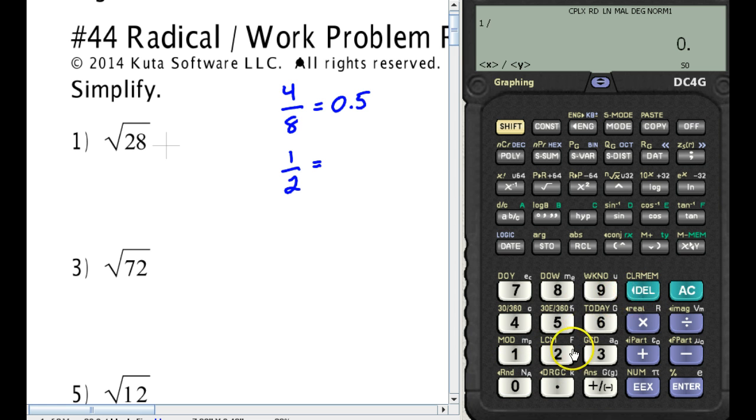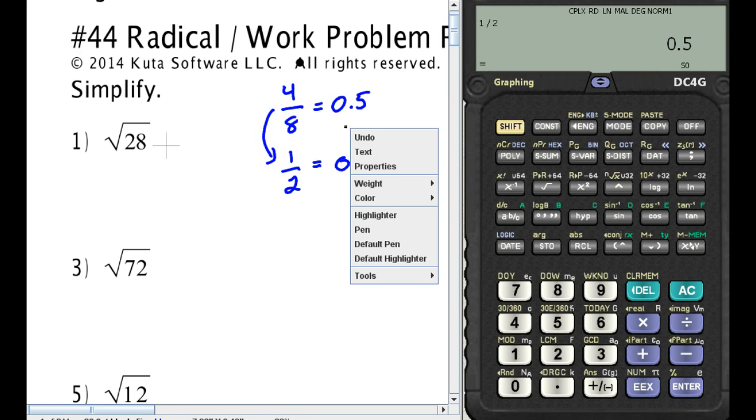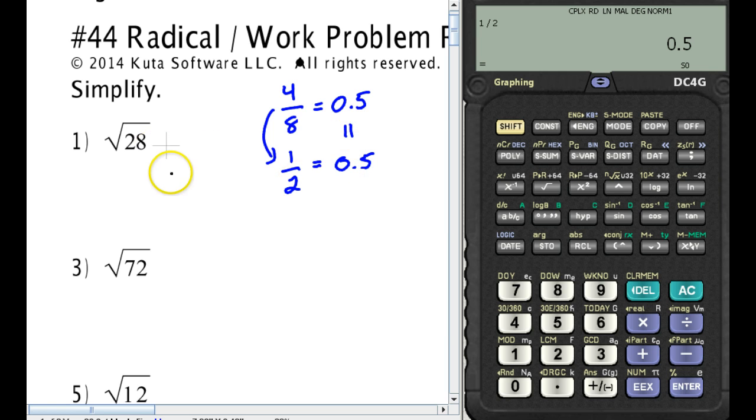Yeah, we also get 0.5. So 4 over 8 reduces to 1 over 2 as the big picture. We've known this for a long time because we know they're equal to each other because their decimals are equal to each other. So we're going to do something similar like this, but with all the radicals.